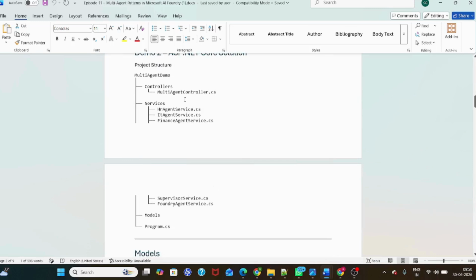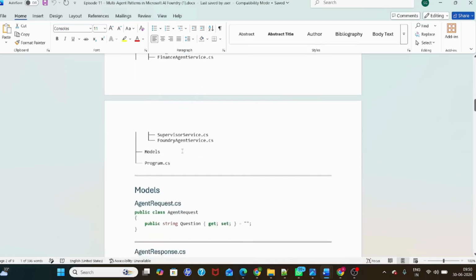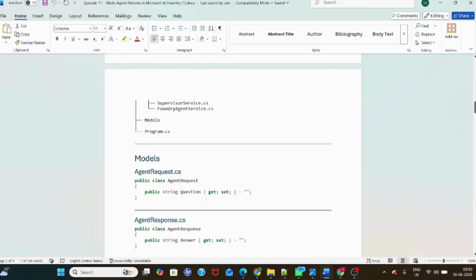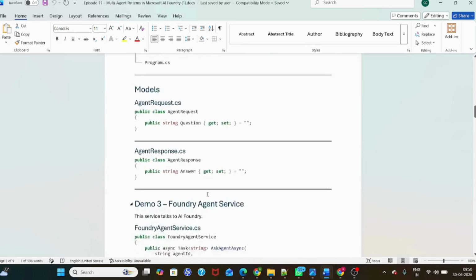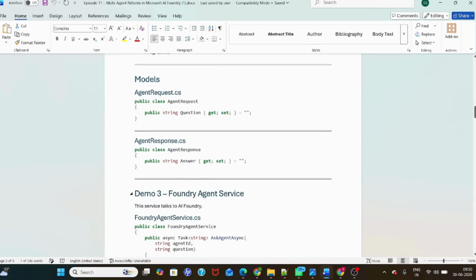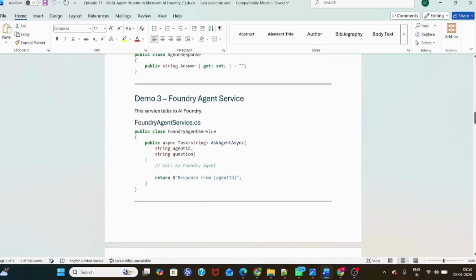So the supervisor controller will call the individual HR, IT, and finance agents, right? And the Foundry-related work will be done over here. Model, agent, request: suppose a question comes, then the response, demo 3. The agent will do all the AI Foundry work, calling the model and everything, the LLM that you already did.